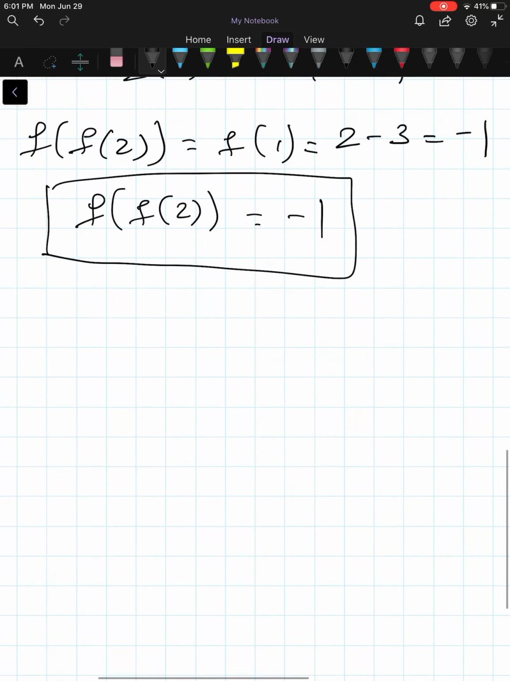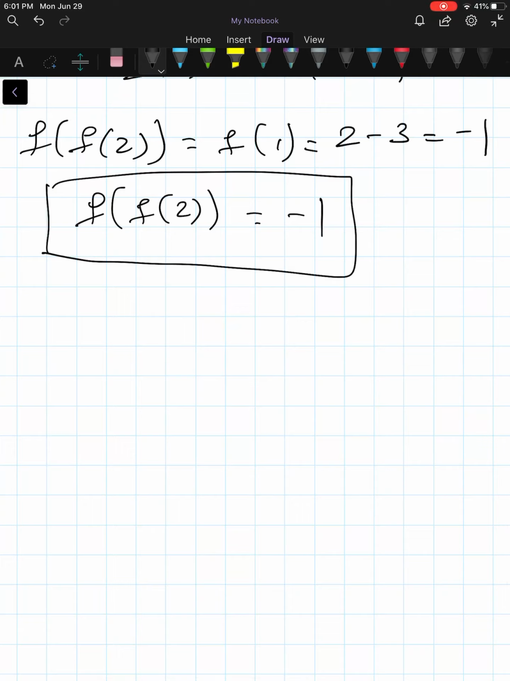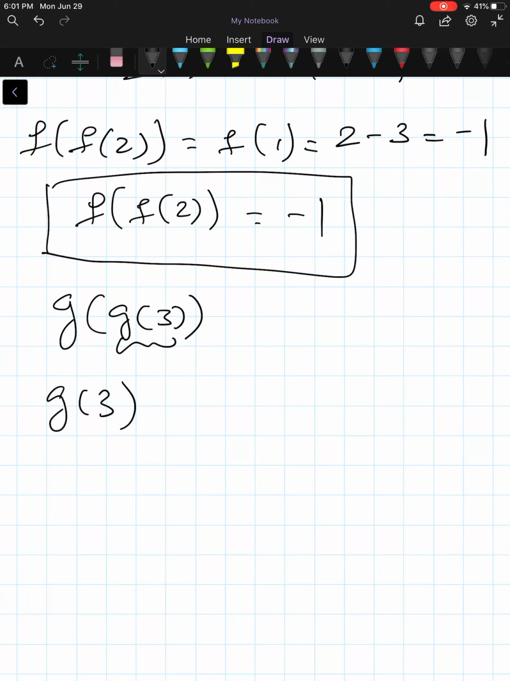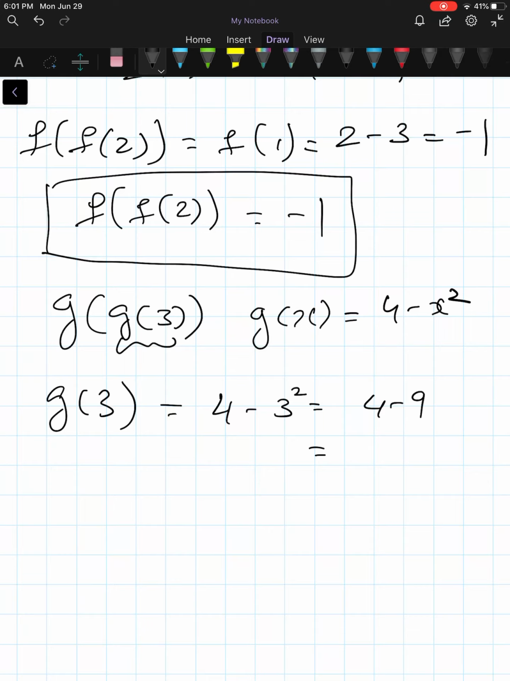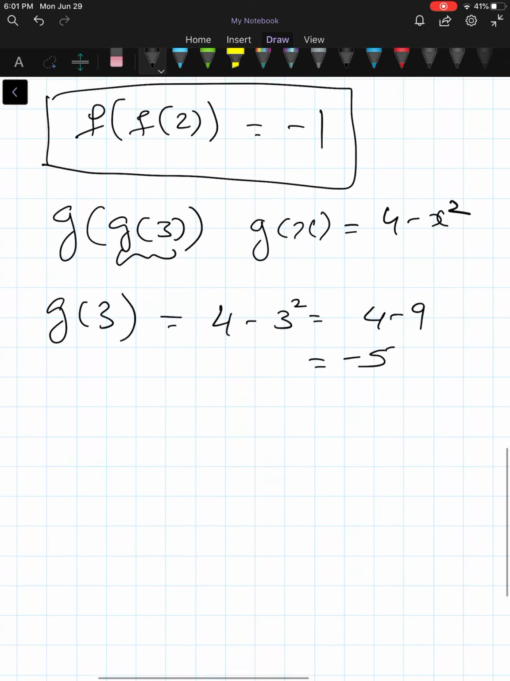Okay, so then the same thing we will do for g of g of 3. We shall calculate g of 3 first. So g of x is 4 minus x square. So g of 3 would be wherever there is x, substitute 3. So 4 minus 3 square, that is 4 minus 9, that is equal to negative 5.